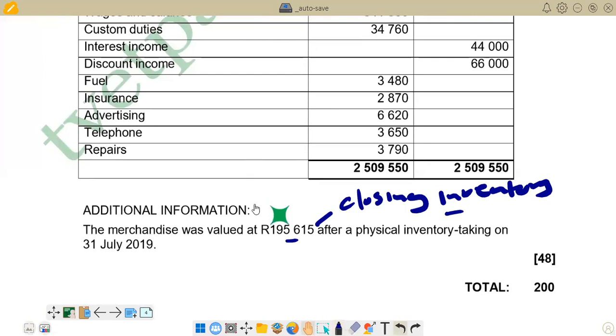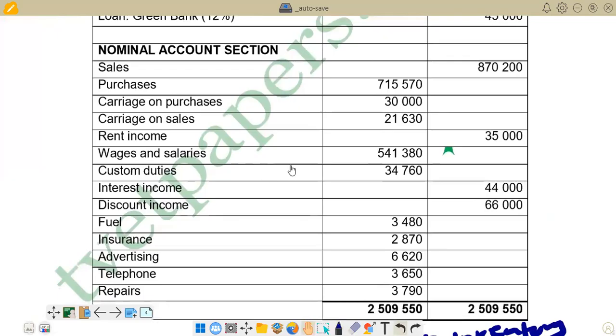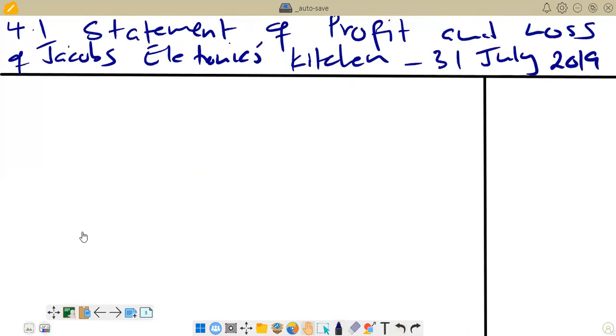And remember, when we are in this statement of profit and loss, we are going to start with the figure for revenue. This is our statement of profit and loss of Jacob's Electronic Kitchen at 31 July 2019. But the figure that we are going to start with there is going to be the figure for revenue. So we have revenue at the beginning of that statement.